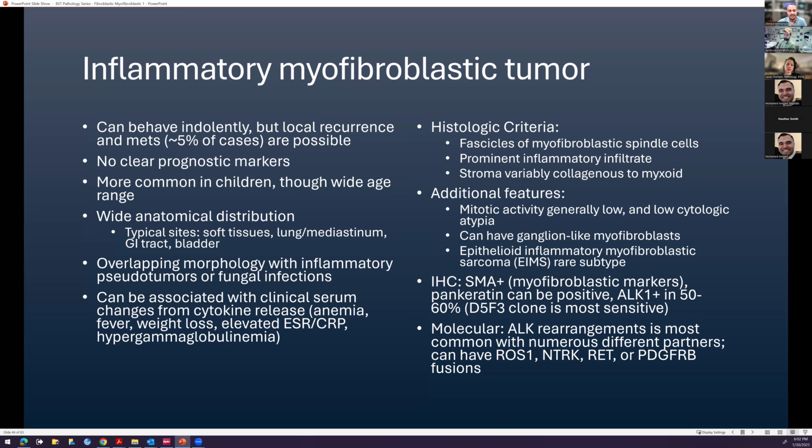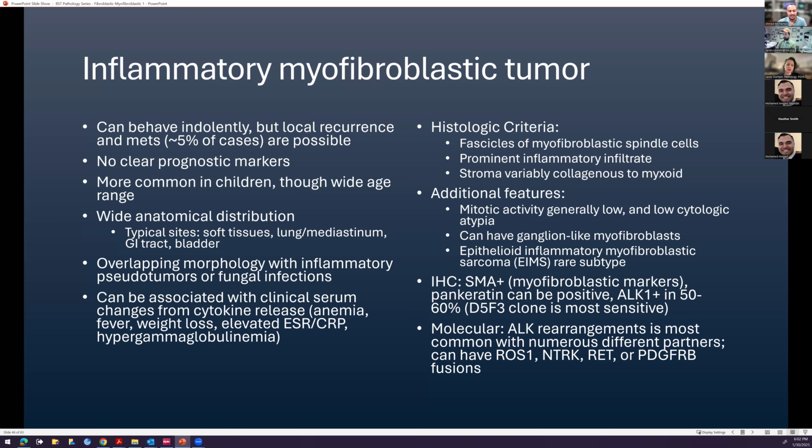It's more common for these tumors in children, though you generally have a pretty wide age range. And you can get them anywhere, right? So typical sites tend to be the lung, like we showed, or the soft tissues, but you can get them in the GI tract, the bladder, the brain, but they'll happen anywhere.